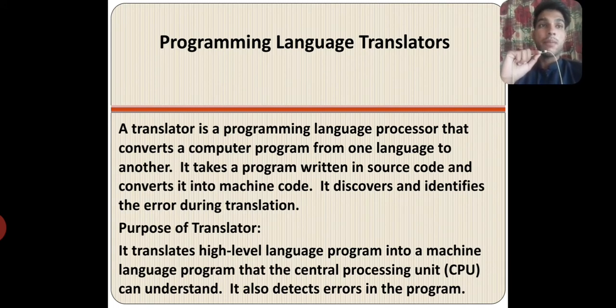So the second topic is programming language translators. A translator is a programming language processor that converts a computer program from one language to another language. It takes a program written in source code and converts it into machine code, and it discovers and identifies errors during translation. What is the purpose of a translator? It translates a high level language program into a machine language program that the central processing unit, CPU, can understand. This is the main purpose of a translator. It also detects errors in the program.